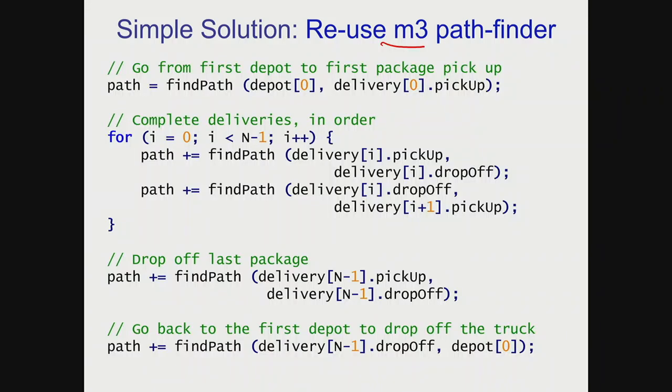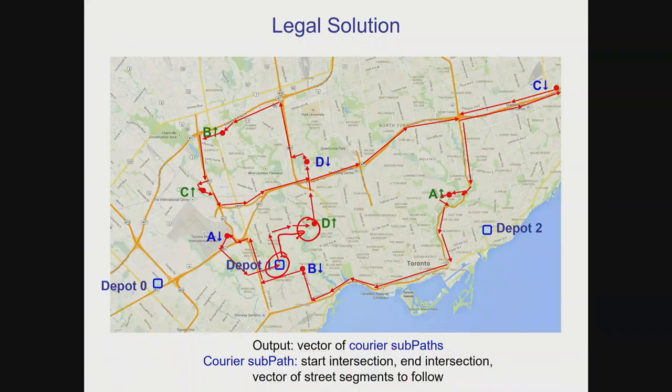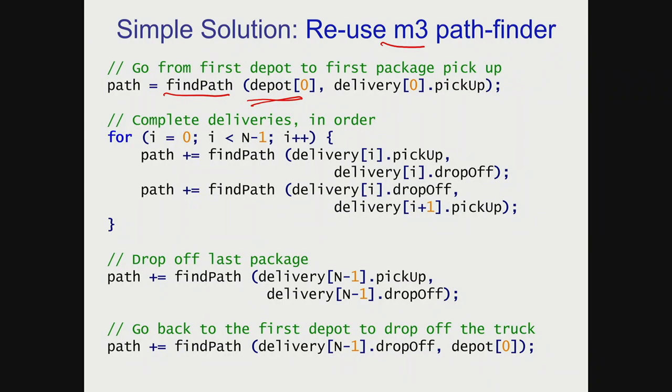So a very simple algorithm I can think of is, I'm going to call find path, the algorithm that I wrote for milestone 3. You gave me some number of depots. We give them to you in a vector. In the examples I was showing you, we gave you 3 depots that you could start from. I'm just going to ignore 2 of them. I don't care how many depots you give me. I'm going to start at depot 0. So I'm always starting there.